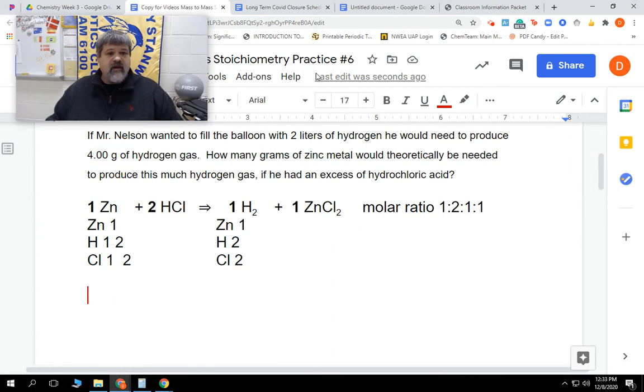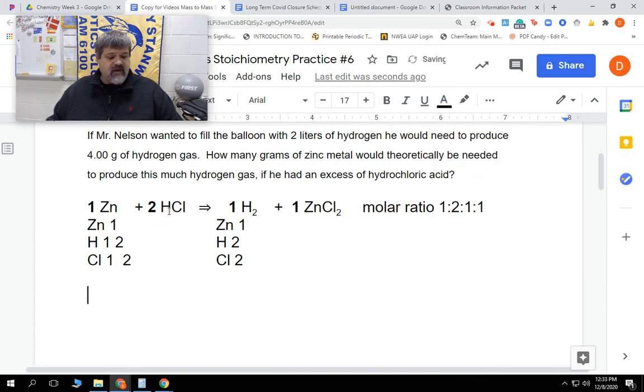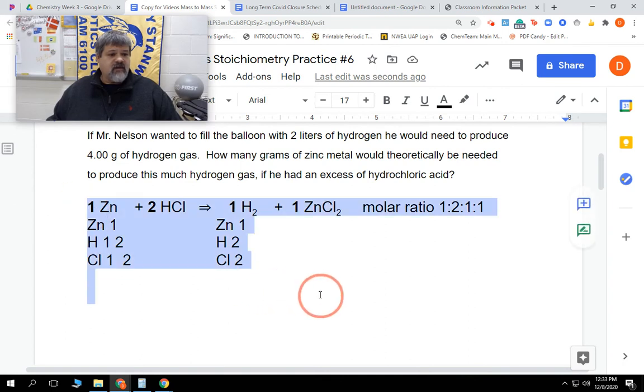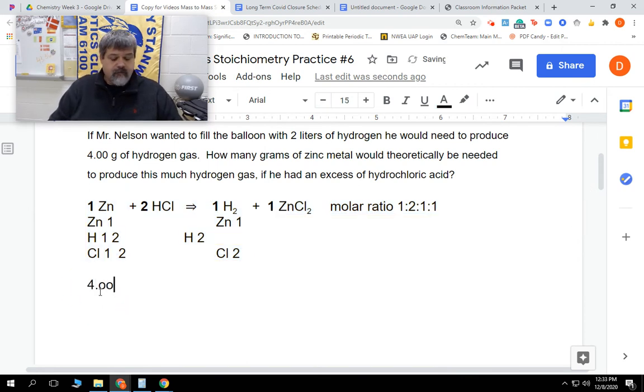So we're going to start right off here with 4 grams of hydrogen gas. And I'm going to change this down just a little bit. I'm going to move all these, I think. Okay. So we're going to have 4.0000 grams of hydrogen gas.